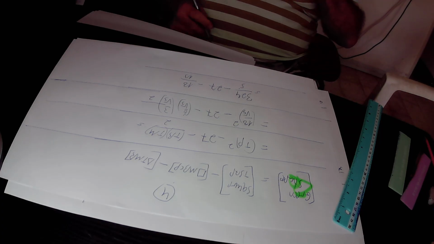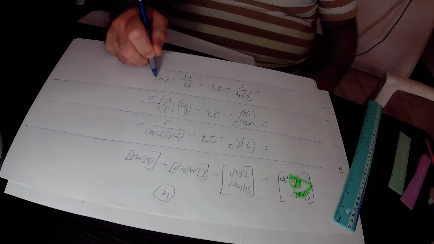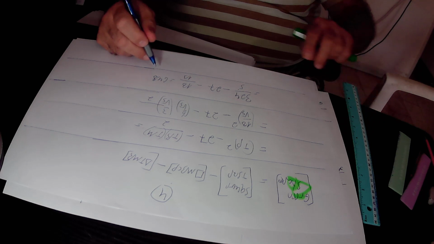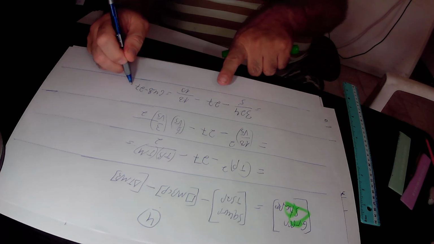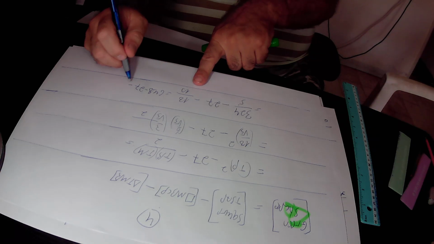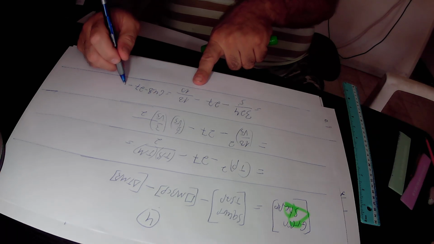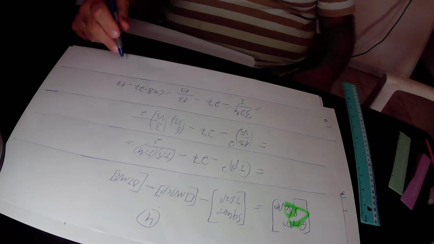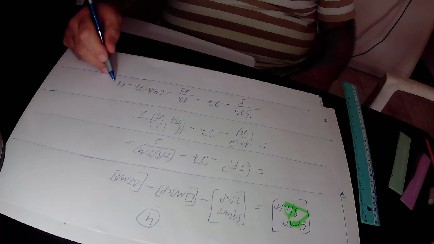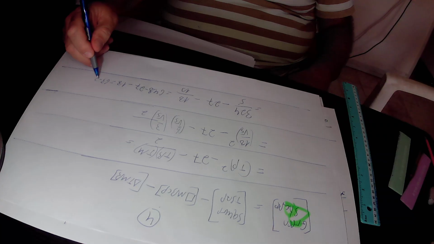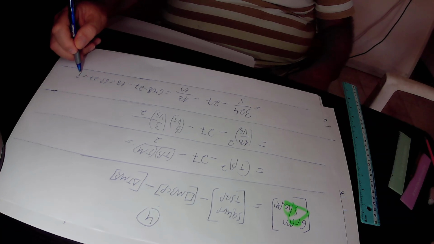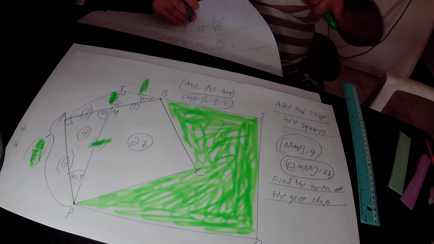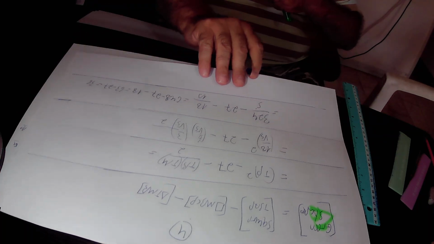324 over 5 is 64.8. Minus 27 minus 18 over 10. 18 over 10 is 1.8, so it is minus 1.8. 64.8 minus 1.8 is 63, minus 27. 63 minus 27 is 36. So in total, the area that we are looking for in this question, the area of this green shape, is equal to 36 square inches in size.